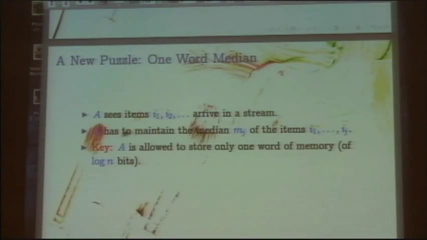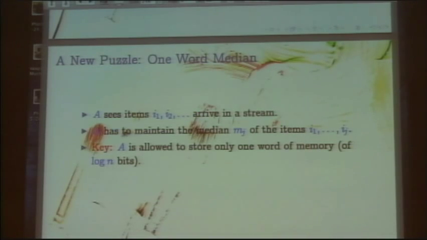I want to give you a different puzzle, which takes the same concept but pushes it a little bit further. What if we had only one memory item, or one word of memory? Imagine that Alice sees a bunch of items, one after another, and at every moment, Alice has to maintain the median of the items seen so far. If Alice could keep all the items seen so far, she could sort them or find the median at every moment and return the correct answer. But here, we assume that Alice can only maintain 1 word of memory, maybe just remember 1 number and nothing more. Can you still solve this problem of finding the median?